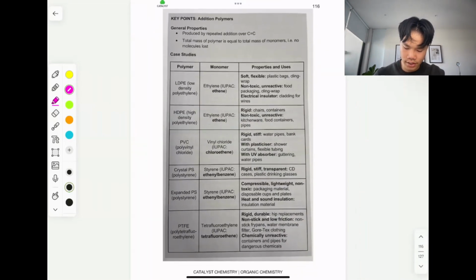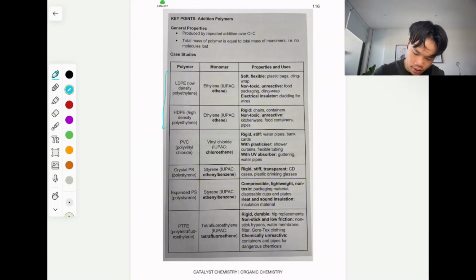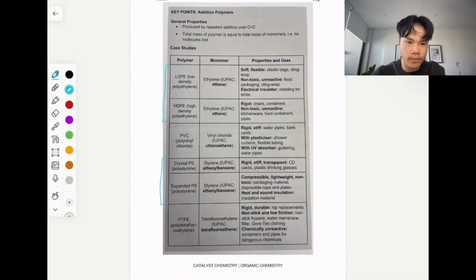These are your 6 case studies. You need to know 2 variants of polyethylene, 2 variants of polystyrene, and then there's the polyvinyl chloride and polytetrafluoroethylene. So my advice here is remember how to draw the monomer, remember how to draw it as a polymer, and then be able to name a property linked to a use, at least 1 for each. If you can take 2 for each, even better. And these are all listed here.